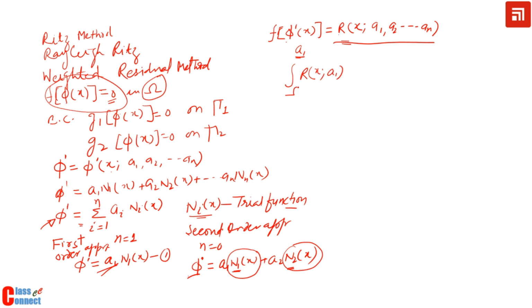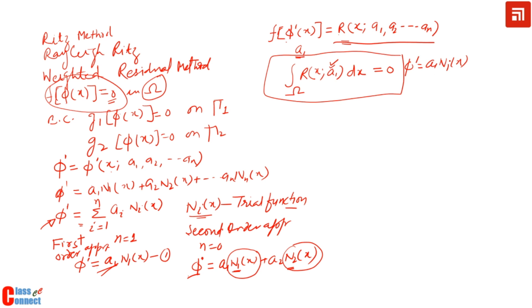If I integrate this over the domain with respect to x, then it should be equal to 0. So this is our main equation that will give us the value of a1 such that this condition is satisfied. And once we get this value, we can substitute back into our assumed solution, that is phi dash. For first order it was a1 n1x, and n1x we have already assumed is a trial function.